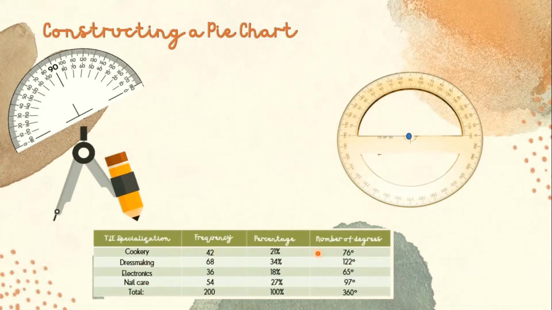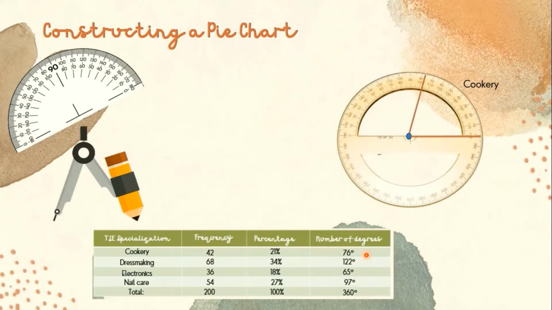Per cookery, out of 360 degrees, ang kanyang katumbas ay 76 degrees. Ito yung ating center starting from this point, 0 up until 76. So, simulan natin. Maglagay tayo ng line dito from the center to 0. Next natin hahanapin ay 76. Ito yung 76. After 75, hindi lalagpas ng 80. Ito na yung ating sector for cookery.